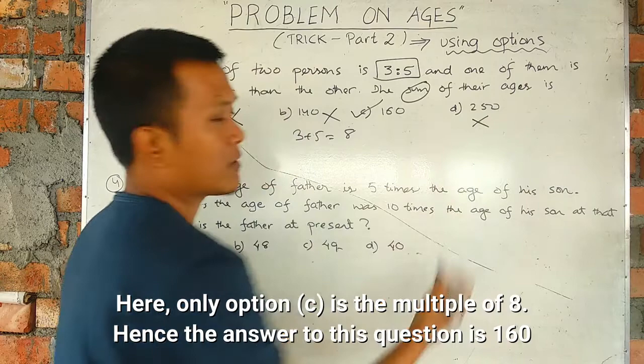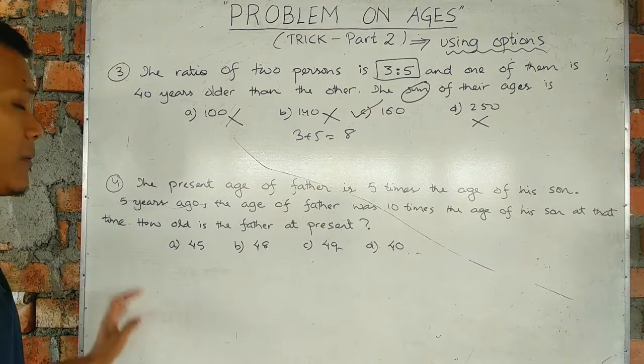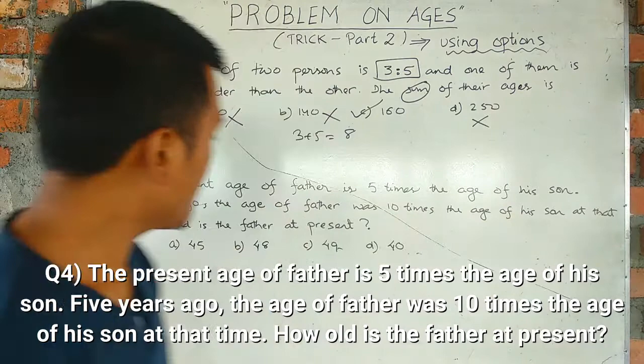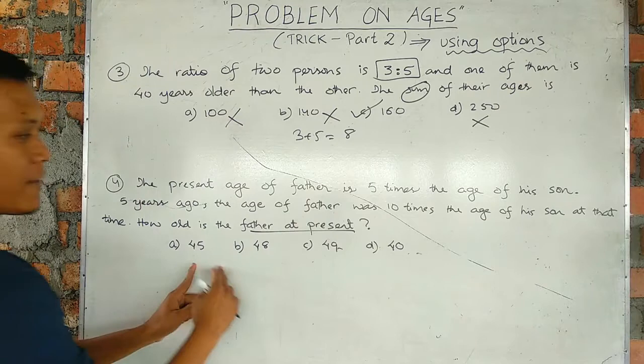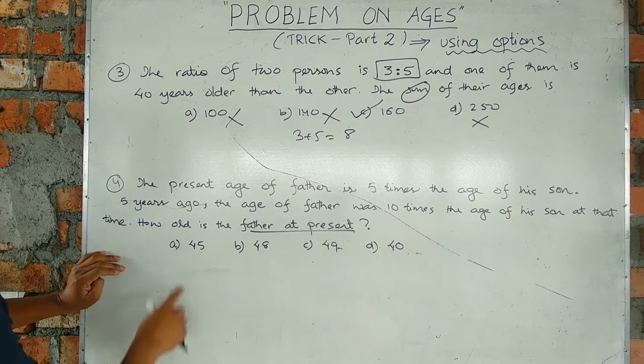The present age of the father is 5 times the age of his son. 5 years ago, the age of the father was 10 times the age of his son at that time. How old is the father at present? Let the father's present age be the unknown, and the father is 5 times the son's age.